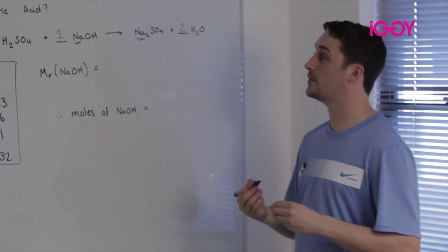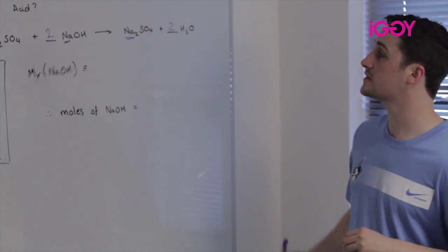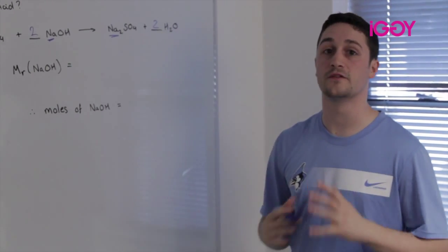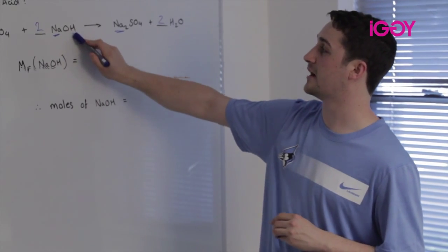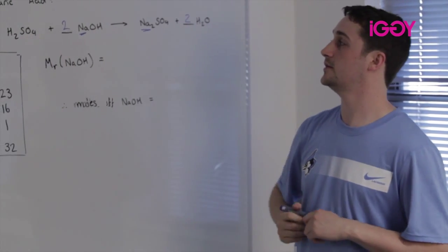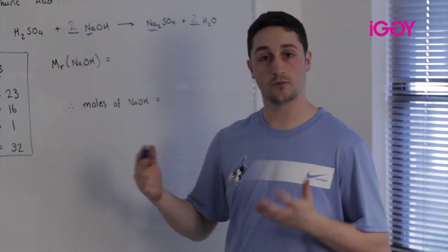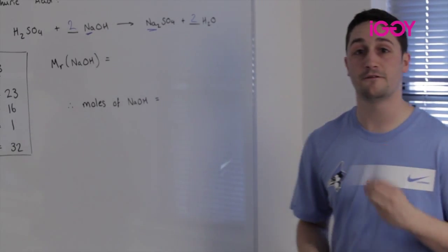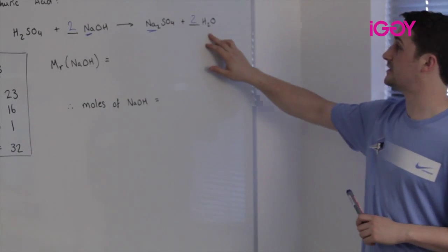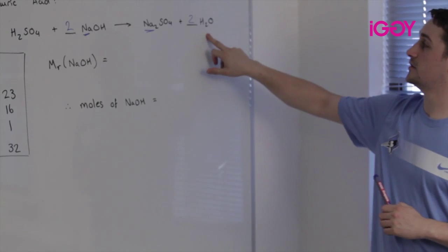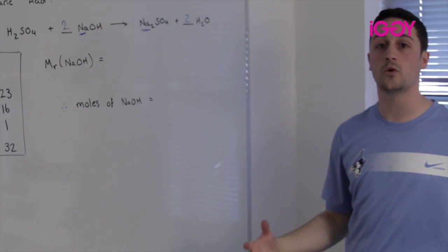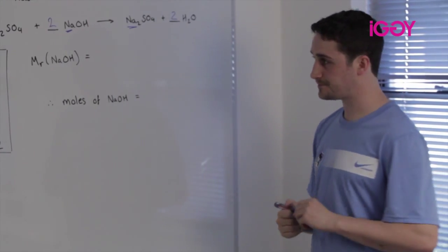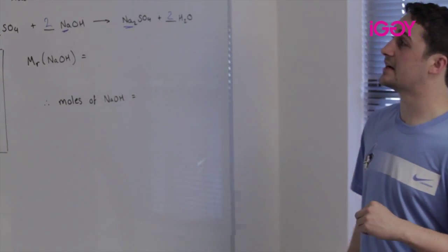To double check, we go back through and count the hydrogens, just to make sure everything balanced. For the sodium hydroxide, we have 1, 2. And then for H2SO4, we have 2 again. So that means we have 4 hydrogens. If we double check on this side, we've got just the water providing hydrogen, so that's 2 times 2, which gives us 4. So that's all balanced. Now on to the actual question.